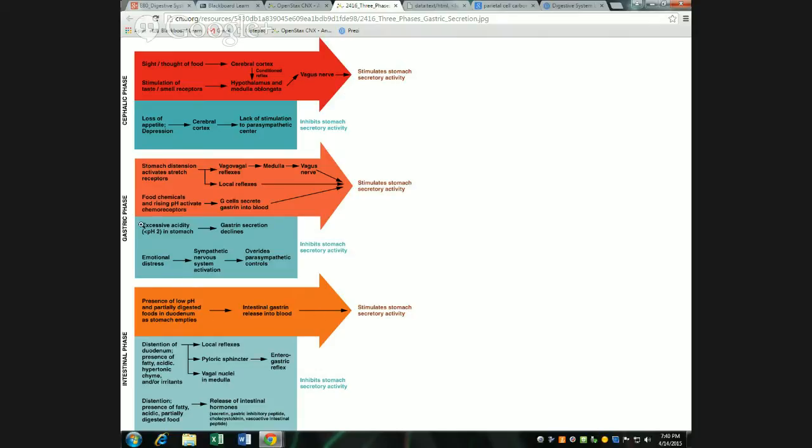So this is kind of a picture of the things that play a role in regulating gastric activity from the head, from the stomach itself, and from the intestines, and looking at stimulatory and inhibitory aspects of both. Just remember the first two are mainly stimulatory and the last one's mainly inhibitory, although the picture doesn't entirely make that point clear.